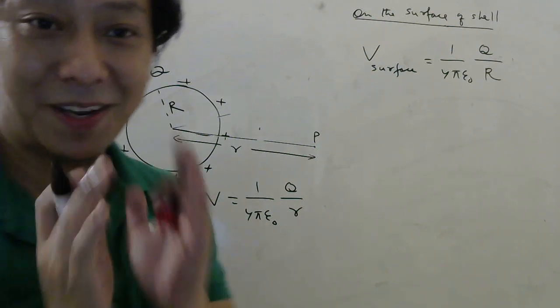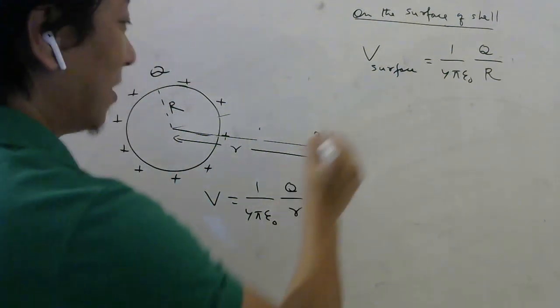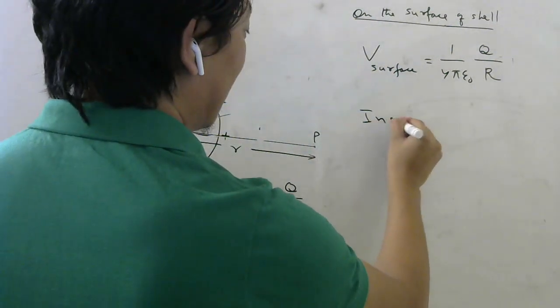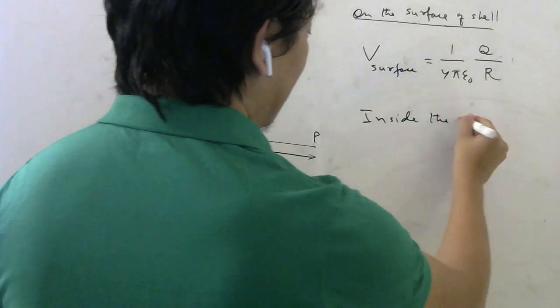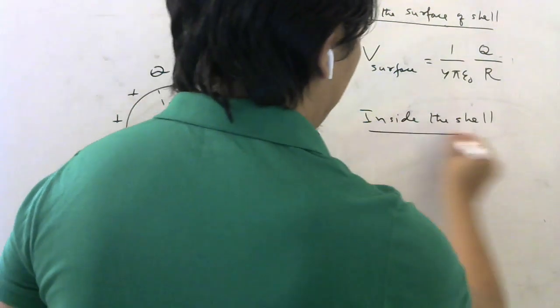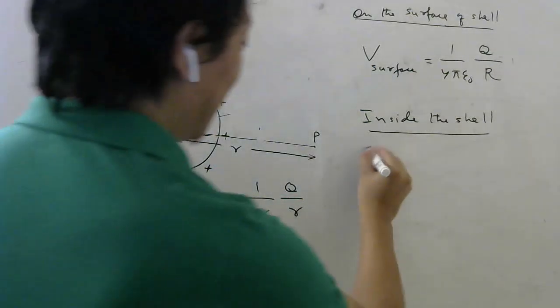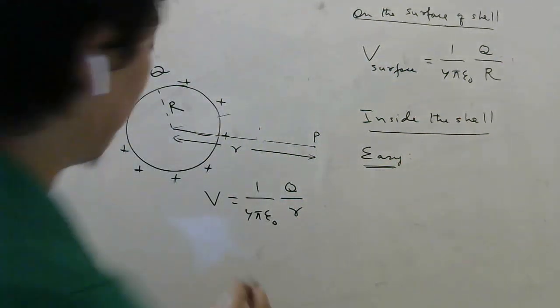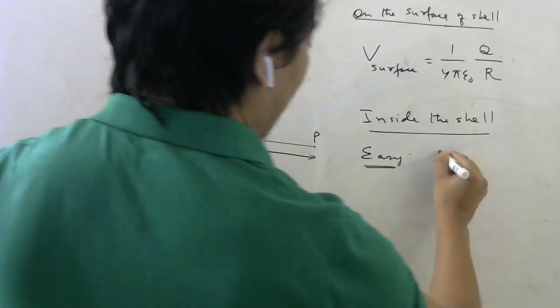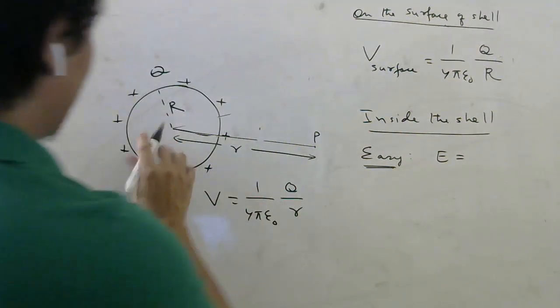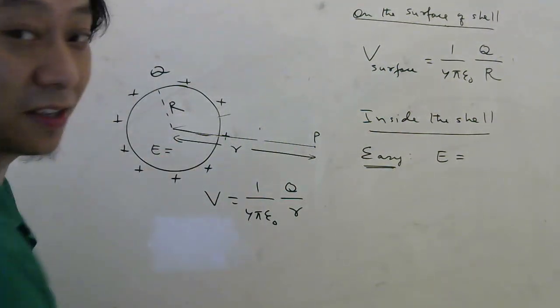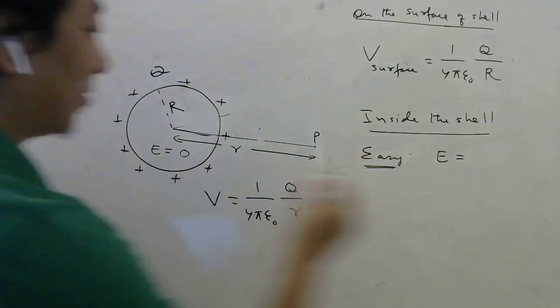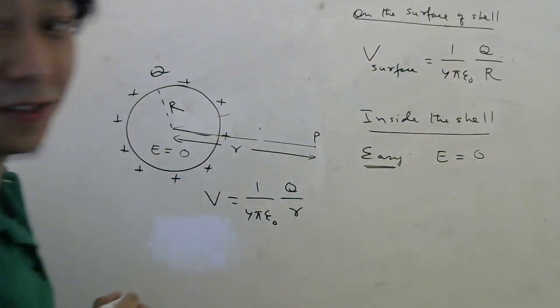Now comes a very important point. I want the potential inside the shell. Let me first tell you the easy way, easy for understanding and remembering. Look carefully. Go back and think, what was the electric field inside the shell? Quickly. Zero. So electric field inside the shell was 0.